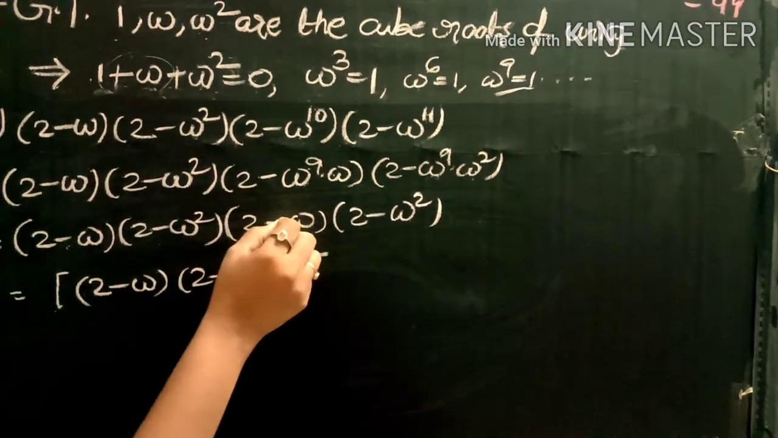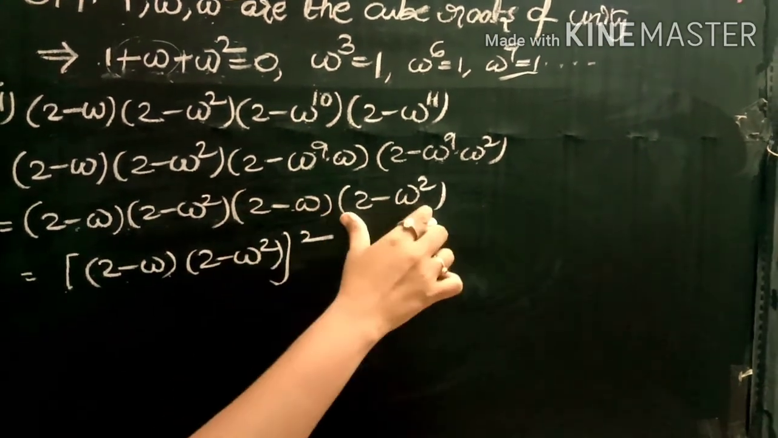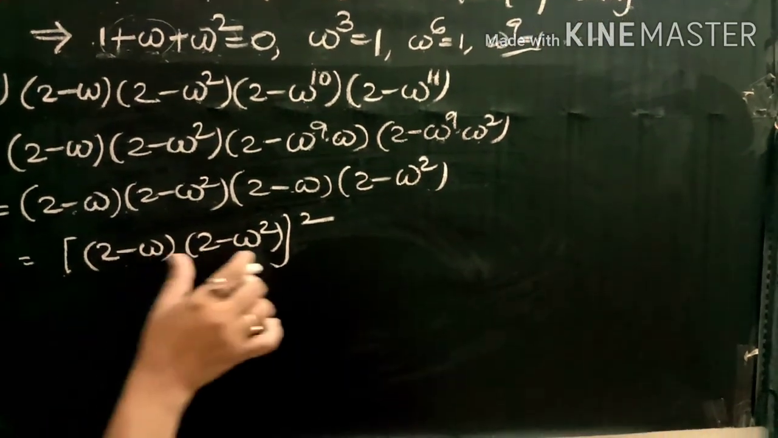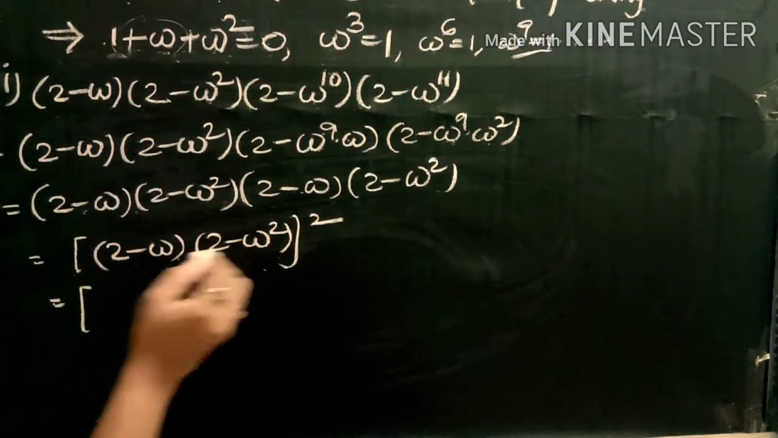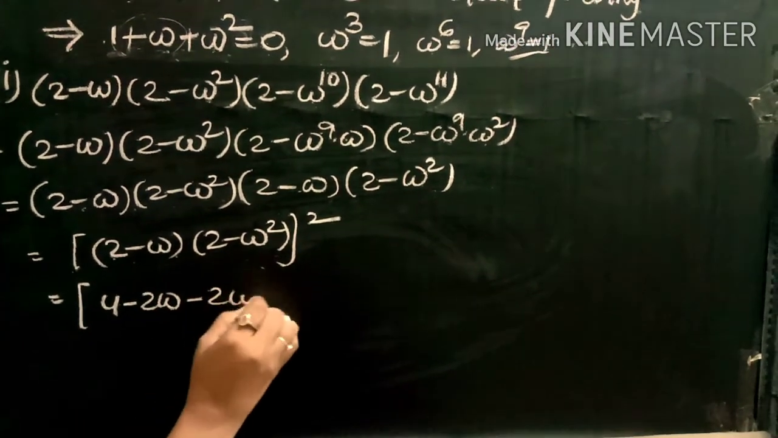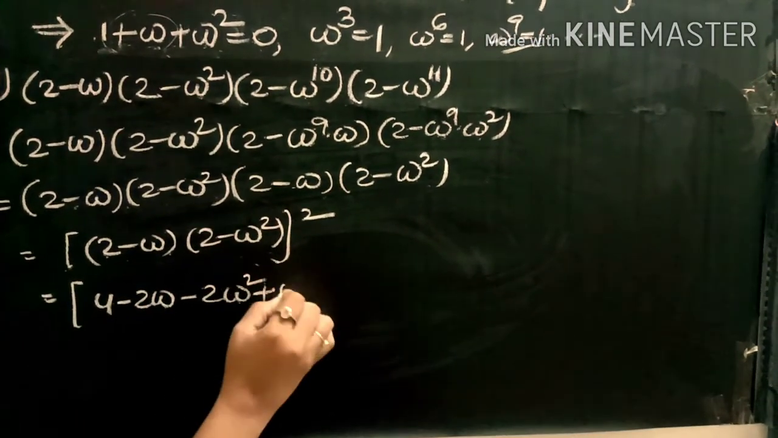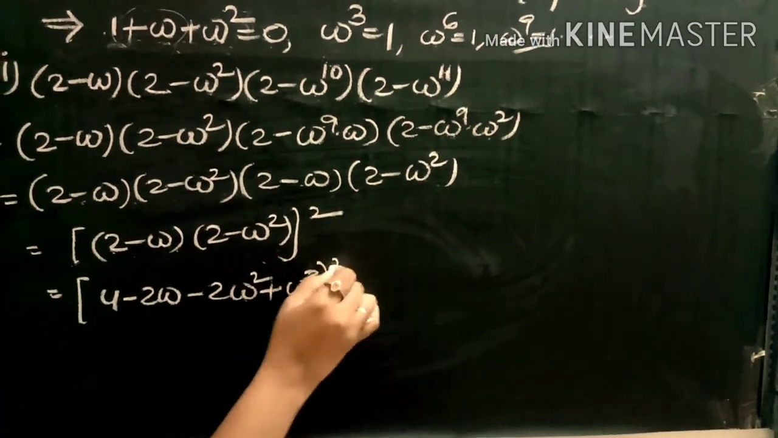So the total value is (2 minus omega) into (2 minus omega square) whole square. Now taking the product of the terms here, we get 4 minus 2 omega minus 2 omega square plus omega cube, whole square.